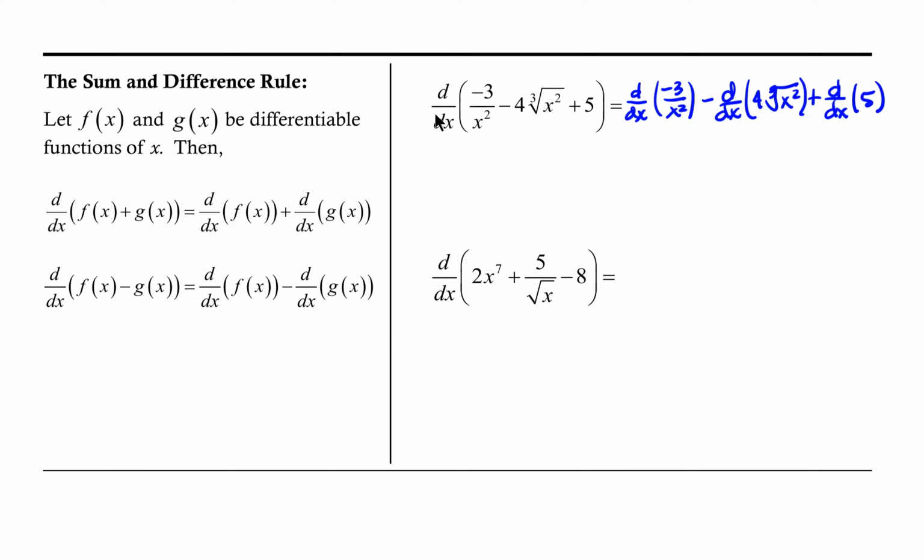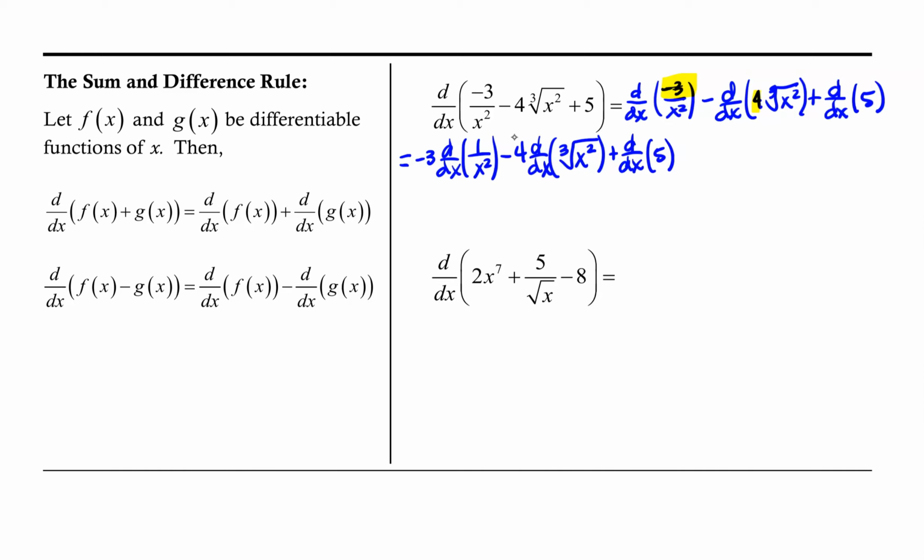Now, let's go ahead and apply the constant multiple rule. We can apply that to these first two terms with the negative 3 in the numerator and this 4 coefficient as well. So this would look like negative 3 times the derivative of 1 over x squared minus 4 times the derivative of the cube root of x squared plus the derivative of 5.